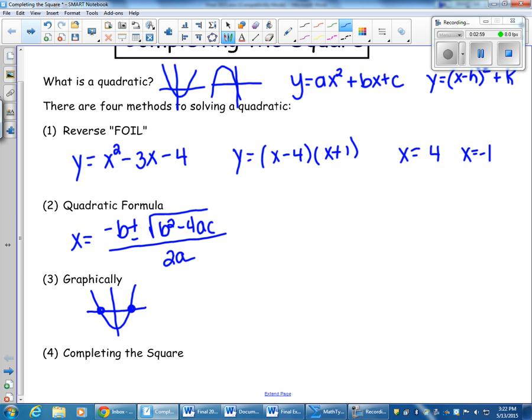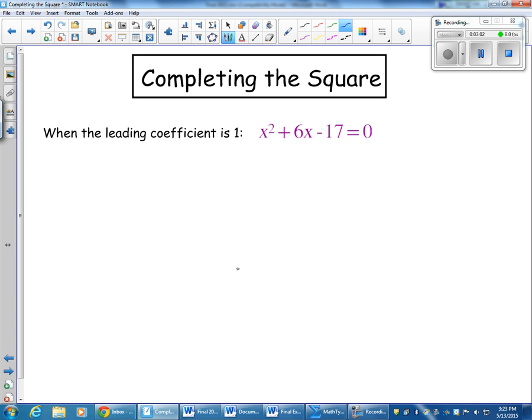So flip to the next page. The first example we have is x squared plus 6x minus 17 equals 0. So what we're going to do, the first step is to move your constant term to the other side. Leave a space. So I added 17 to both sides and moved it to the right-hand side. The next step is to take your b term, or the term with your x, divide it by 2, and square it.